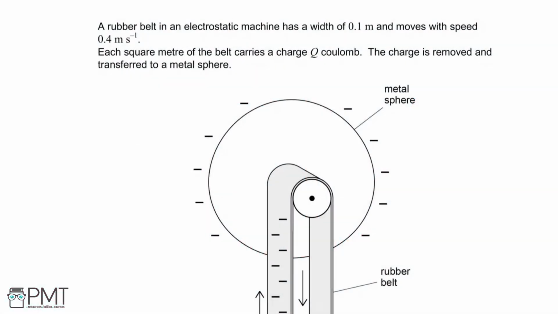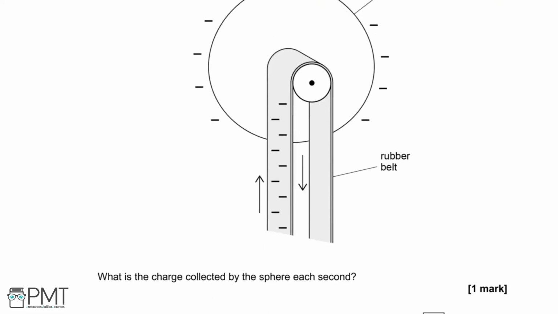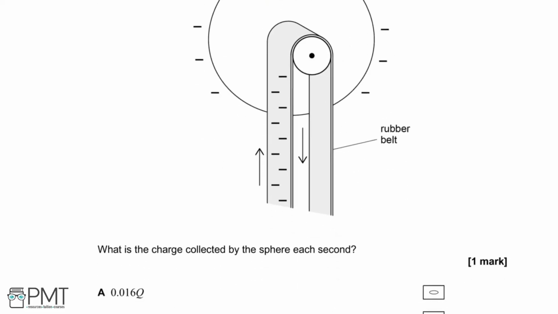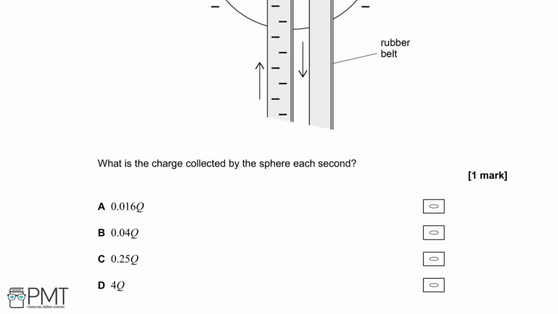A rubber belt in an electrostatic machine has a width of 0.1 meters and moves with speed 0.4 meters per second. Each square meter of the belt carries a charge Q coulombs. The charge is removed and transferred to a metal sphere. Then we've got the metal sphere here with the rubber belt that's connected to it, and we're interested in how much charge is moving every second. You can see the question there. It says, what is the charge collected by the sphere each second? And then there are 4 options there, and they're each in terms of Q.